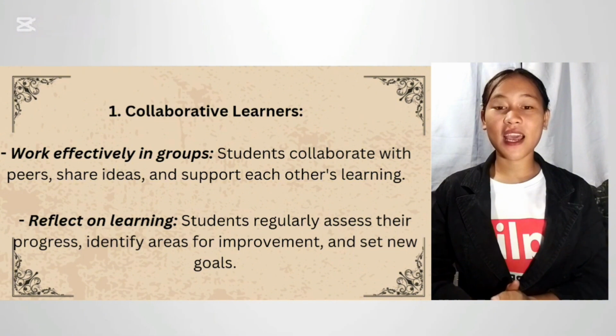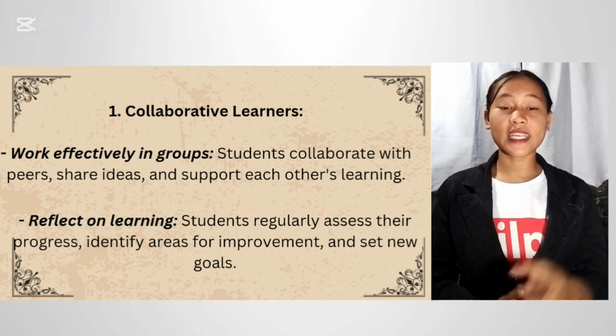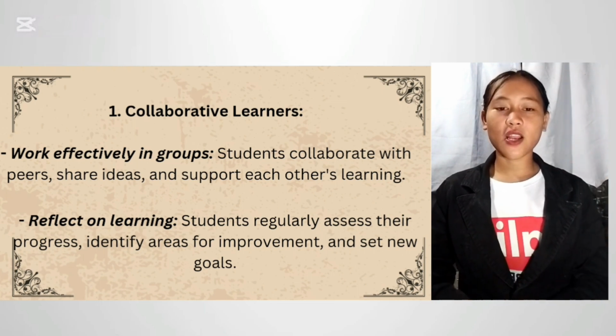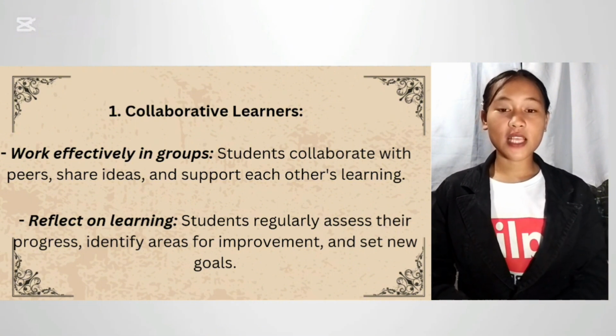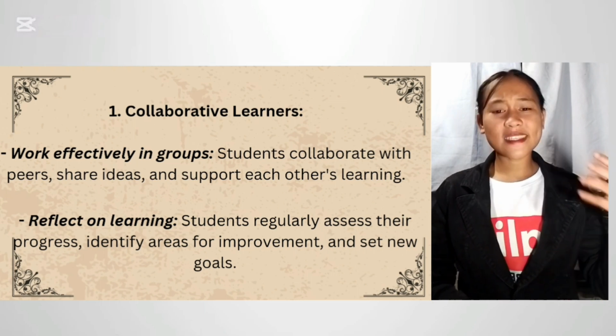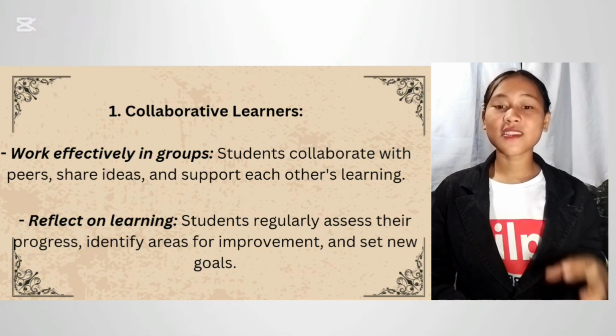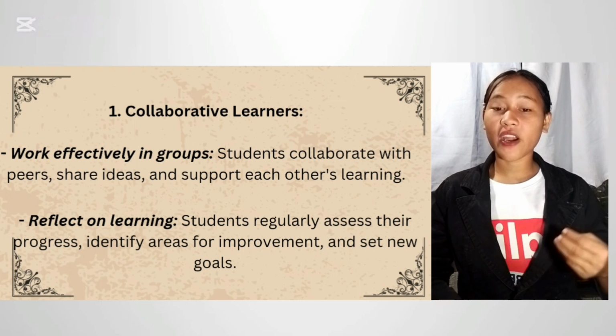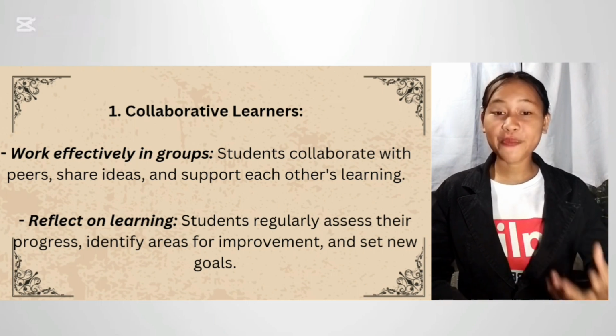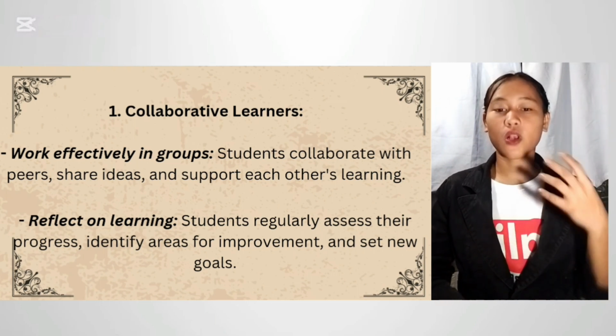First, we have the collaborative learners. Under the collaborative learners, we have working effectively in groups. Students collaborate with peers, share ideas, and support each other's learning. Next, we have reflecting on learning. What is reflecting on learning? It means students regularly assess their progress, identify areas for improvement, and set new goals.